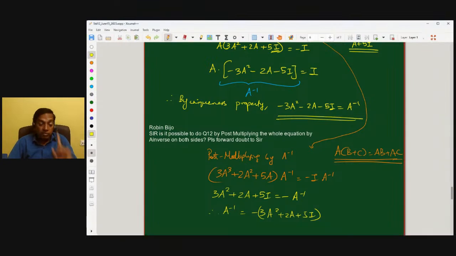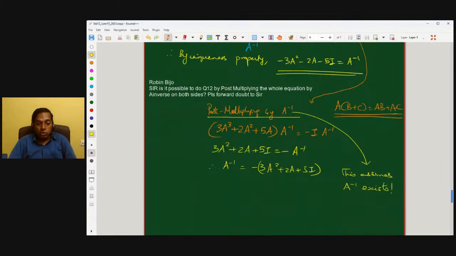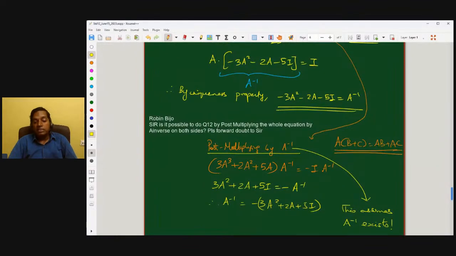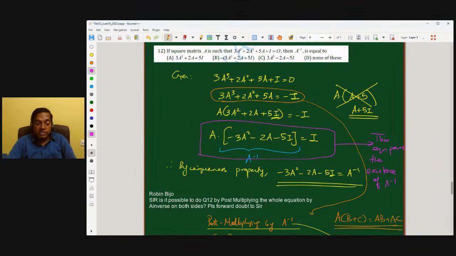But you can also pre-multiply by A inverse. The only challenge is that whether post-multiplying or pre-multiplying, this assumes A inverse exists. See, the question said find A inverse, so you can assume it exists. But suppose the question is find whether A inverse exists, and if so, find it. Then this statement is better. There is no multiplication by A inverse. This equation proves the existence of A inverse and finds it. See, A into something is I is enough proof to say that A inverse exists.